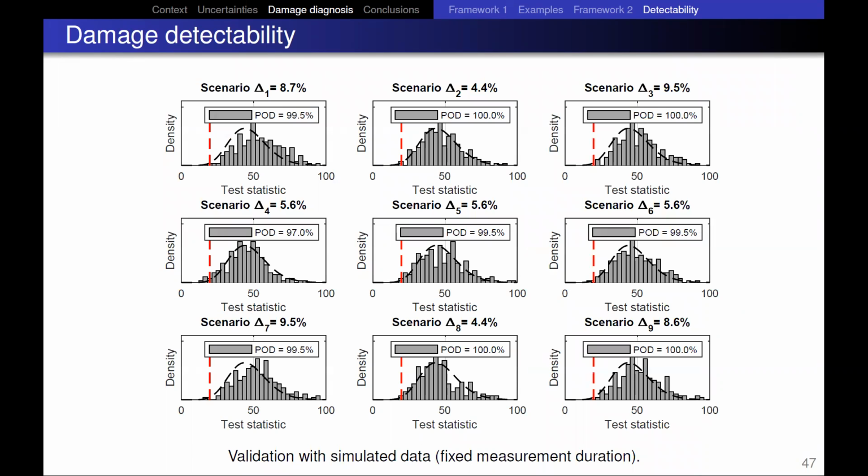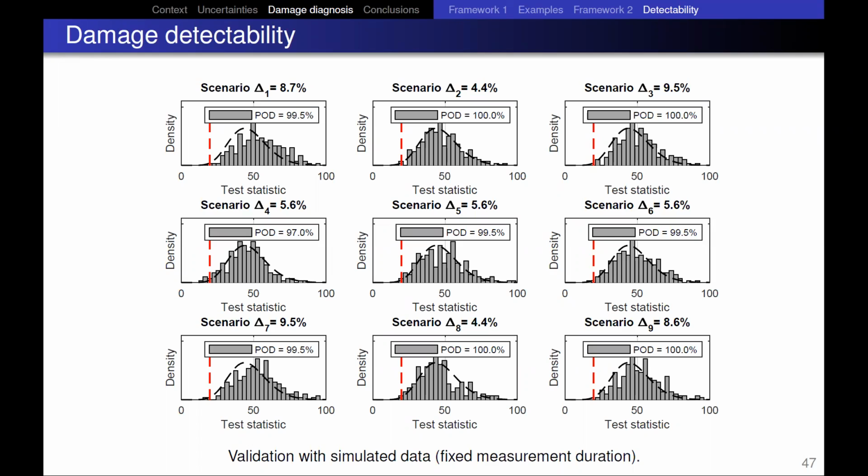And for all the 9 parameters, we can see here that this works quite nicely. So we set up a target POD, a target probability of detection of 99%. And for the applied images, we get the histograms each time. So for example, in element 1, we need a change of mass of 8.7% of the mass of the element for ensuring detectability with the sensors that we have in the structure.